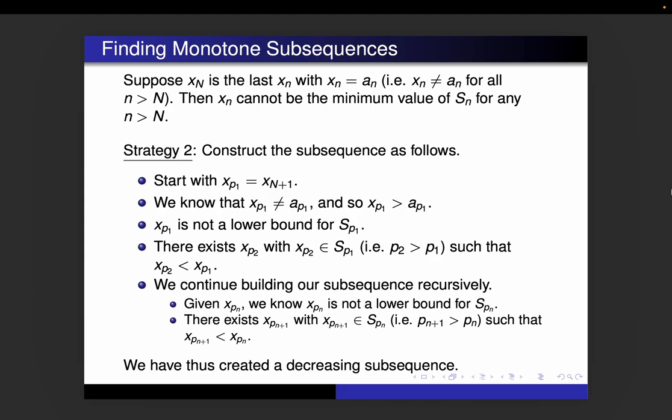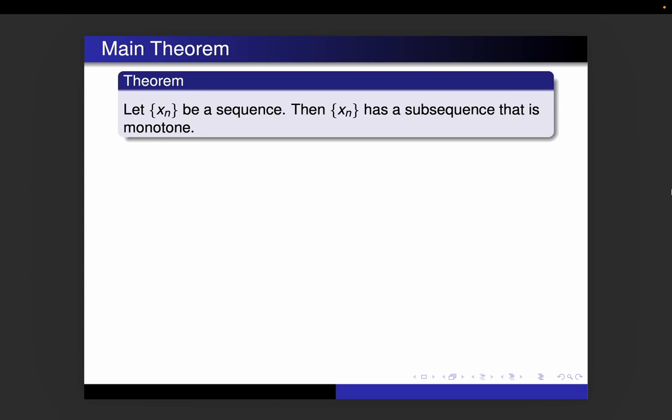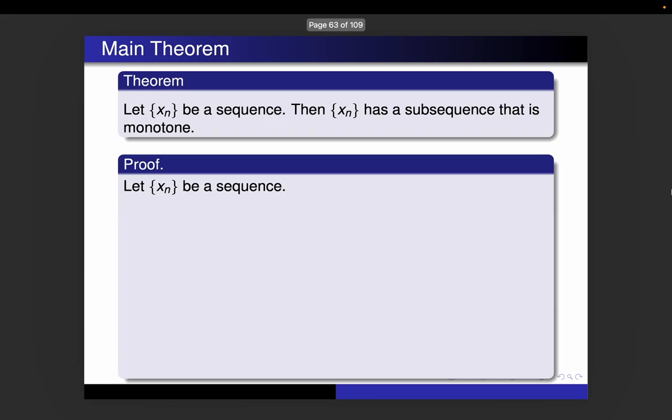Actually, it gives us a strictly decreasing subsequence, if you really care about that. But we actually don't, because all we need is something that will converge when we get boundedness. So that gives us our theorem: let x_n be a sequence. Then x_n has a subsequence that is monotone. In the case that we use strategy 1, it gives us an increasing sequence. In the case that we use strategy 2, it gives us a decreasing sequence. So it could be either.